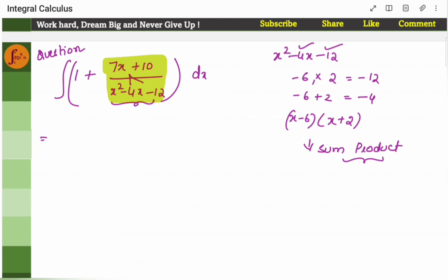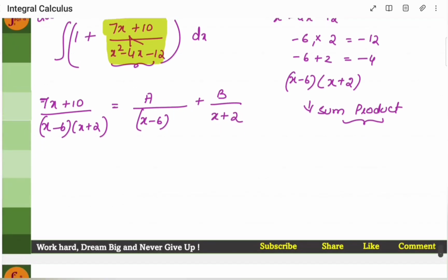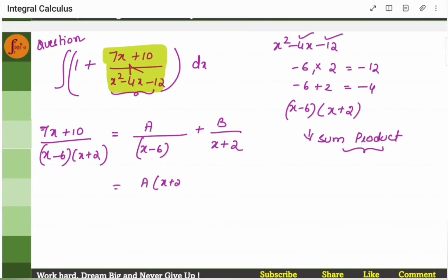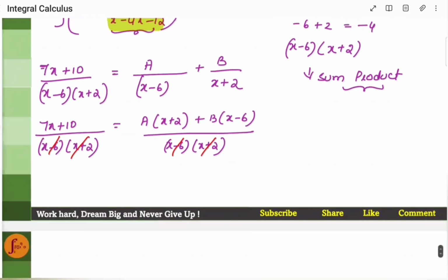Now we'll take 7x plus 10. We'll write this as x minus 6 into x plus 2. Now this has to be written as a by x minus 6 plus b by x plus 2. Now I'll cross multiply. So I'll get a into x plus 2 plus b into x minus 6 by the product of the denominators, so I'll copy this as is. Now this side and this side will get cancelled. These two will get cancelled.